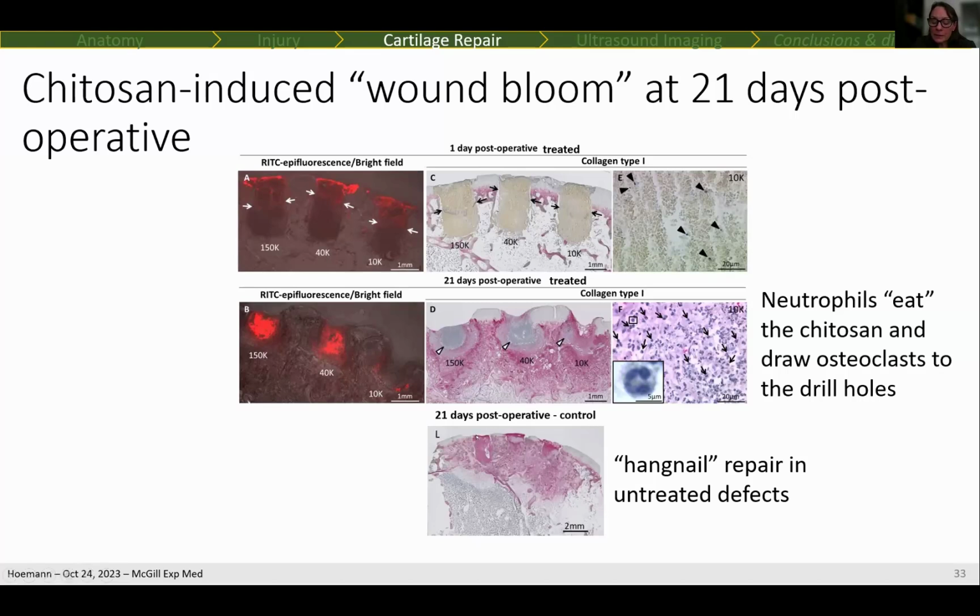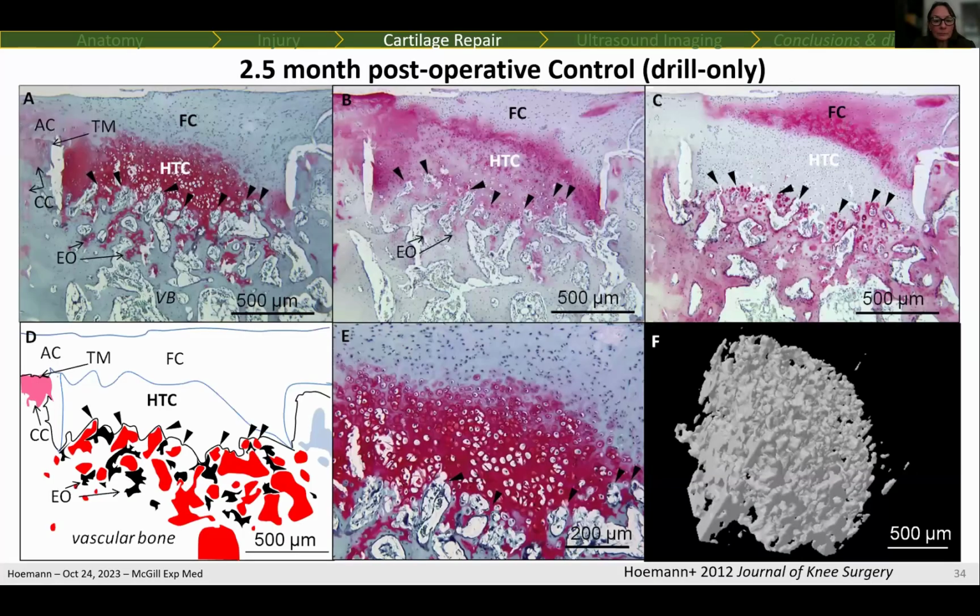So yes, there is a hasty connective tissue repair in the drill only, but it's actually this more fibrous tissue that's not what we want to see. We want to see, at this time, woven bone, and then later on, collagen type 2. So in fact, this is later on. This is at 2.5 months post-operative.